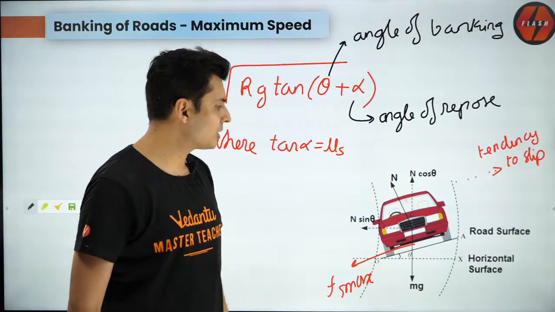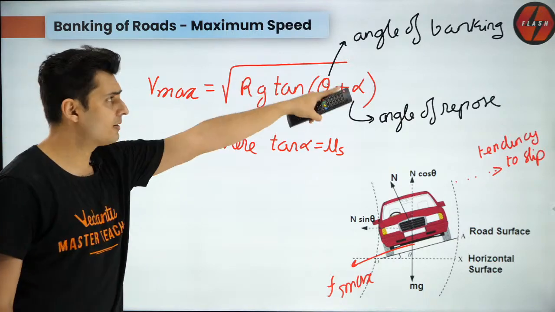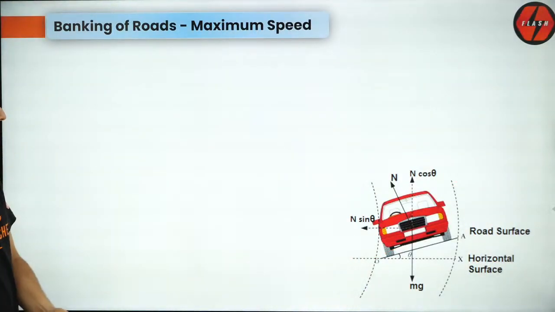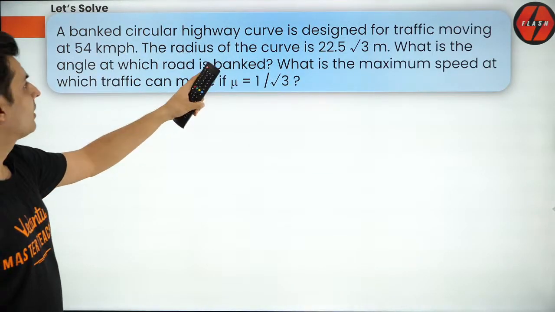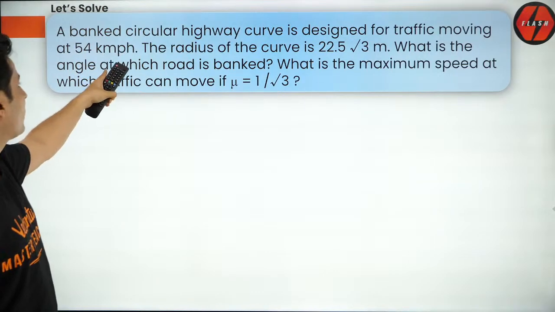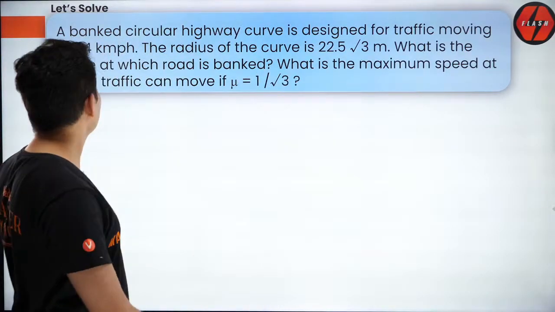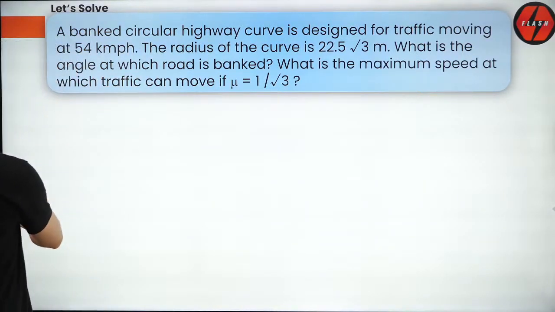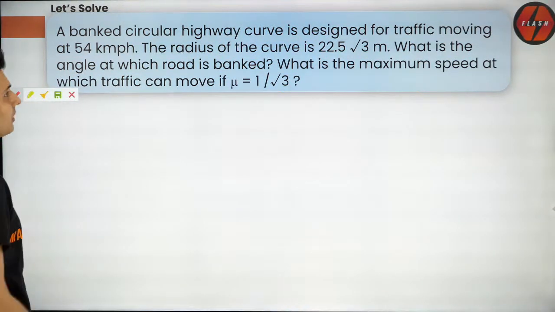Okay, shall we do one question on this? How about doing a question on this? Let's do this. I hope you have written down what everything means. Let's do one question. Read this. A banked road in which traffic is moving at 54 kilometers per hour. The radius is so and so. What is the angle at which the road is banked? And what is the maximum speed of the traffic? Let's try this out.